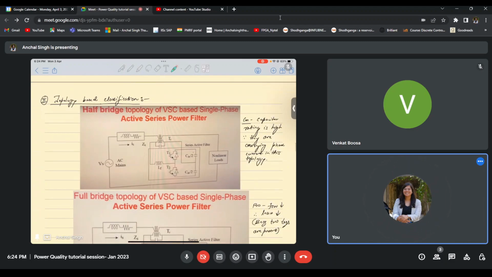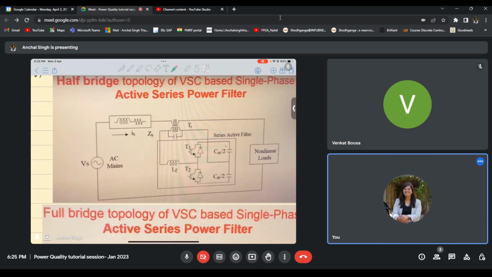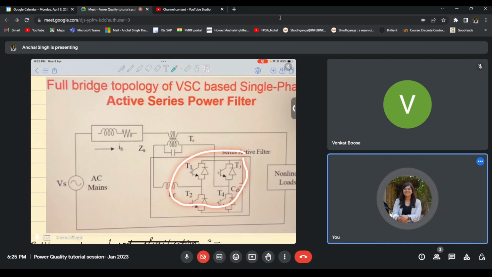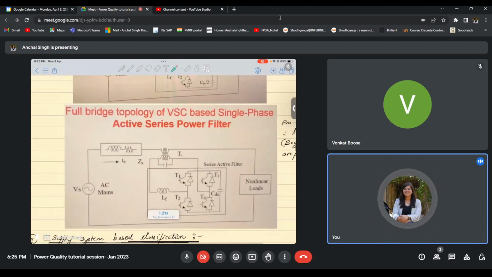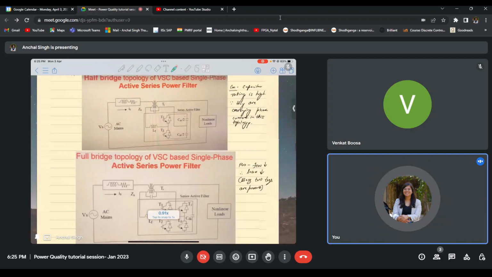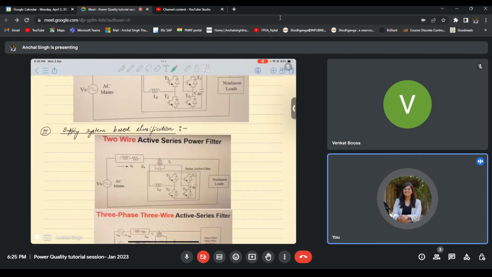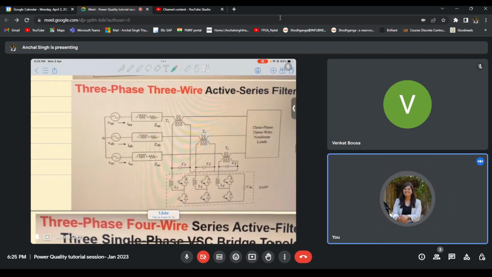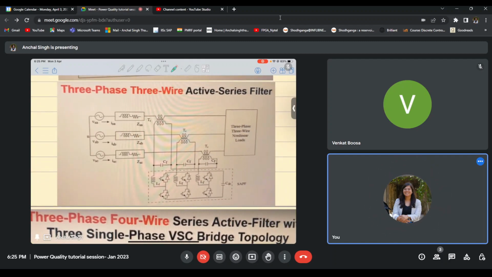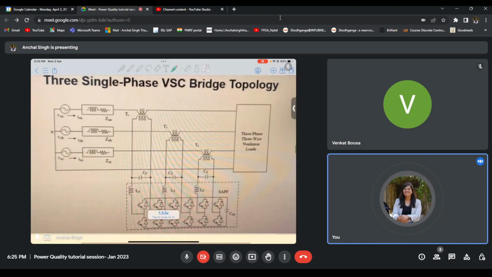When we talk about classification based on topology, the filter that I am connecting could be a half bridge filter, which is present here, or a full bridge filter with four switches. Depending on whichever topology is suitable for my application, I can go for any of these. Then the third classification is based on the supply system. It could either be a two-wire system or a three-phase three-wire system as shown here, or a three-phase four-wire system as shown here.